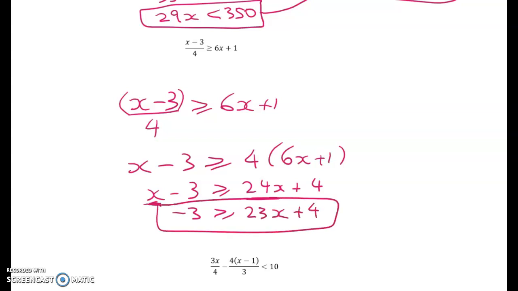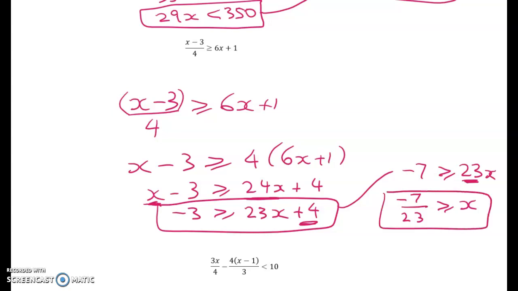Right, so we're down to here. Next, I'm going to subtract 4 from both sides. So I get negative 7 is greater than or equal to 23x. Negative 7 divided by 23 is greater than or equal to x. So I haven't changed the sign because I've divided by a positive number. But now, this looks really silly to me. This says negative 7 over 23 is bigger than x. We usually write it as x is something. So here x is less than or equal to negative 7 over 23.